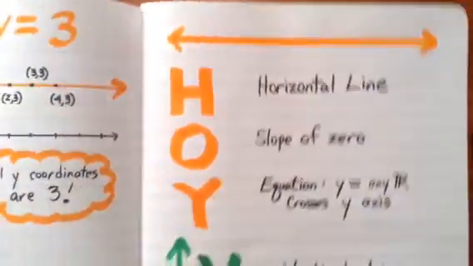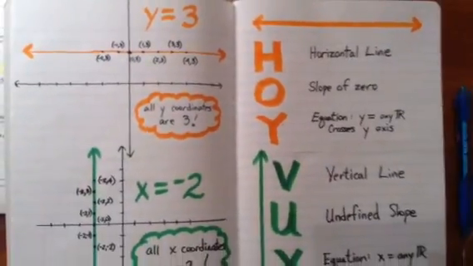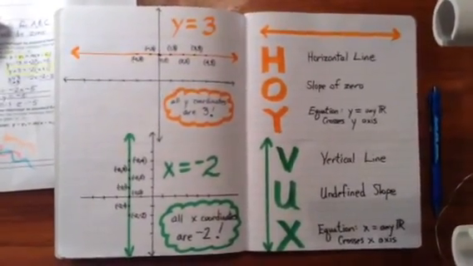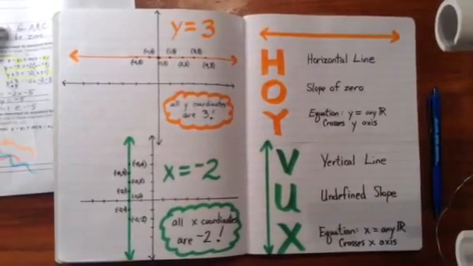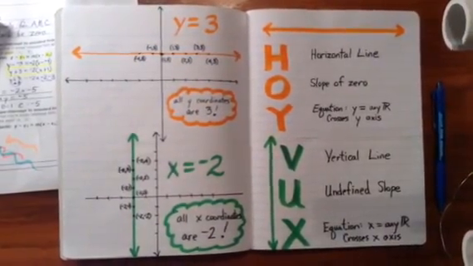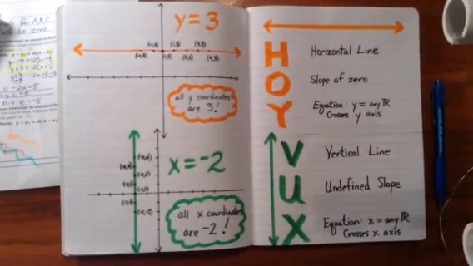So I'm going to go solo here. I'm going to zoom out a little bit. I'm going to hold this thing in here. Go to your next full two-pagers right there, and I want you to write down your HOIVUX. That is going to help you memorize information from horizontal and vertical lines.